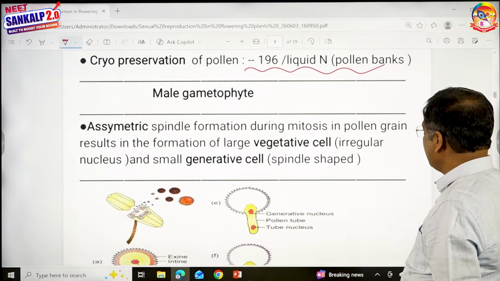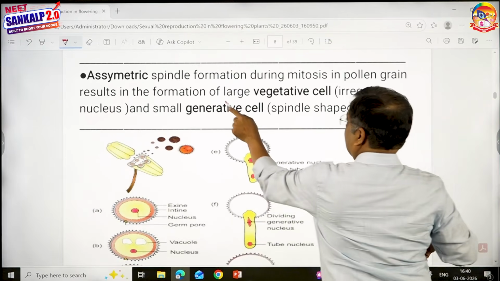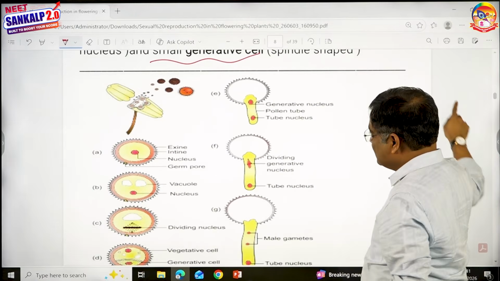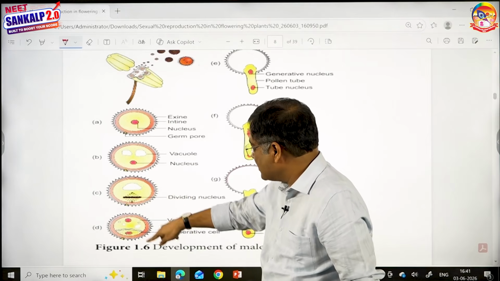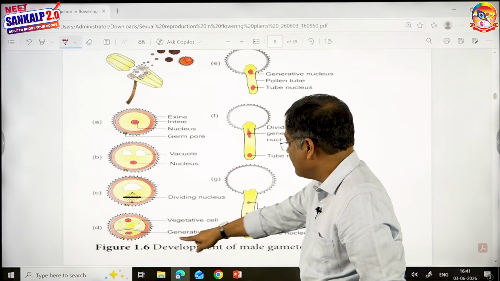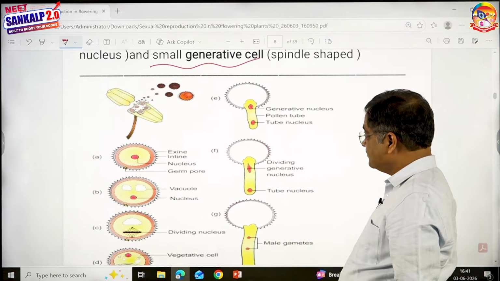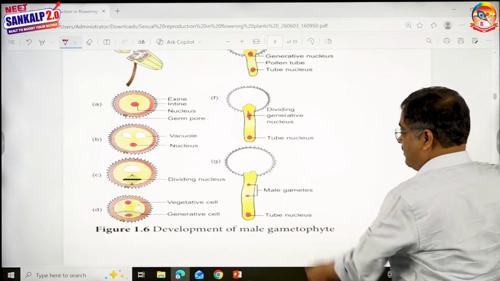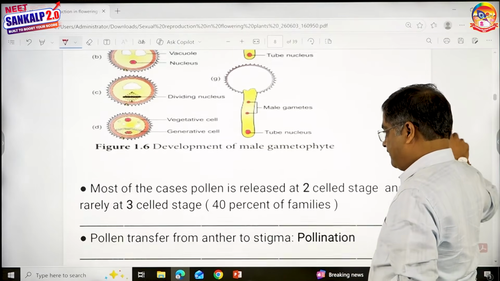Asymmetric spindle formation during mitosis in the pollen grain results in the formation of a large vegetative cell and a small generative cell. You could see this, children. This is the exine wall, intine wall, vacuole, nucleus. The spindle is formed on one side, dividing the nucleus into 2 cells. This is generative, this is vegetative. At the 2-cell stage the pollen is liberated. Then you could see the pollen tube extending out from the vegetative cell. Then the generative cell divides, and you could see the 2 male gametes. Male gametes are non-motile, hence siphonogamous type of gamy.